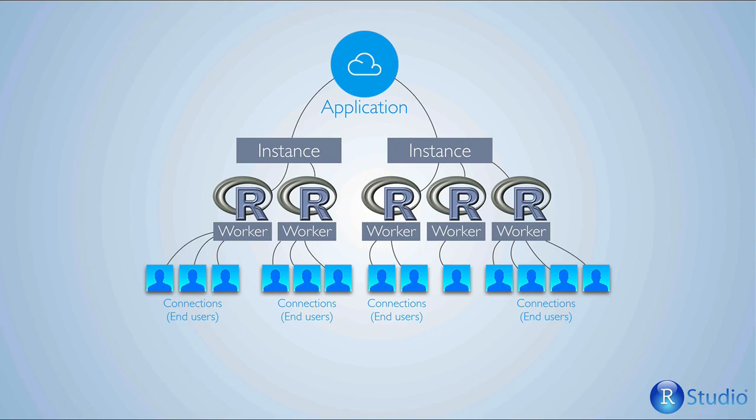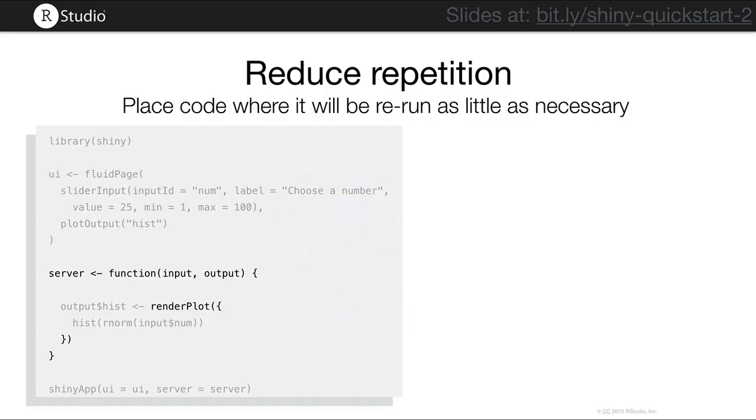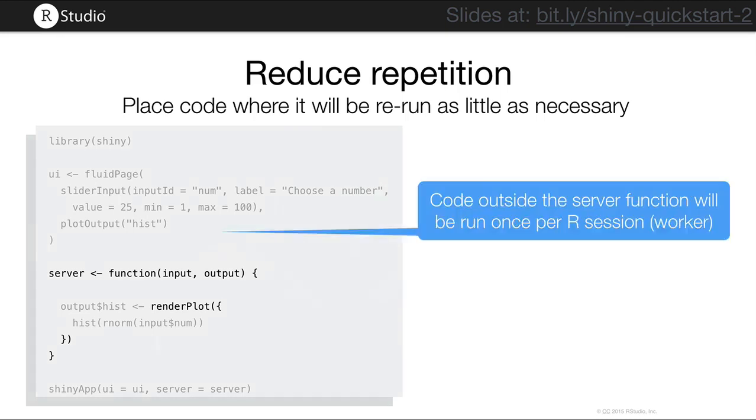But this hierarchy of R sessions and users affects how you should write the code in your Shiny app. Depending on where you place your code, it will be repeated multiple times. If you write code and you place it outside of the server function, it will be run just once each time a new R session is created. So think of your computer. When you write a Shiny app, your computer is the server. Your R session is the session that's serving that app. You can define the ui object just one time, the whole time you have your computer on. You could call library(shiny) just once the whole time you have your computer on. Those things will persist throughout the life of that R session until you close R.